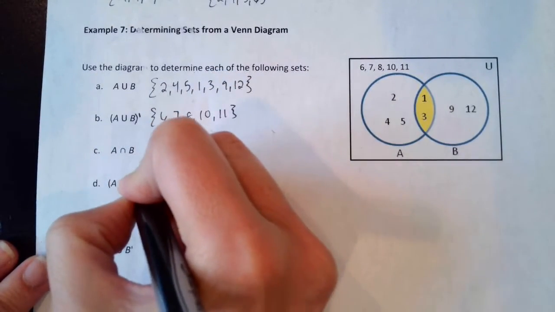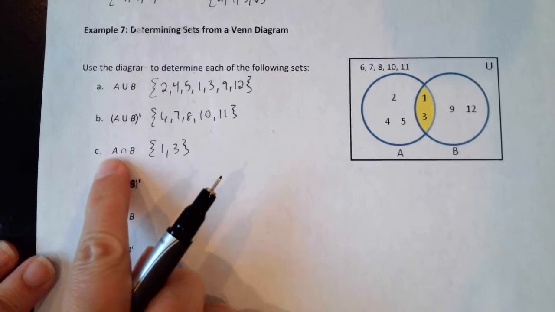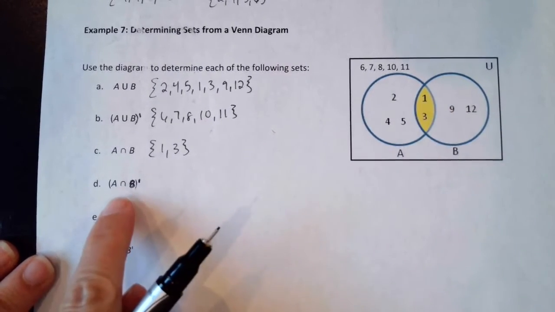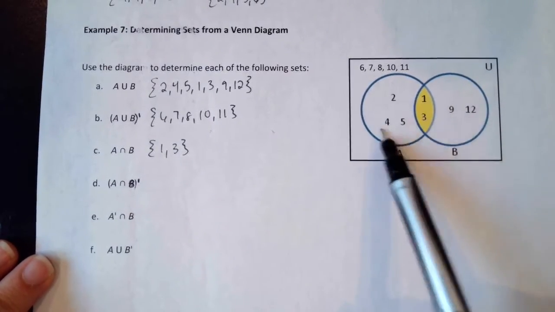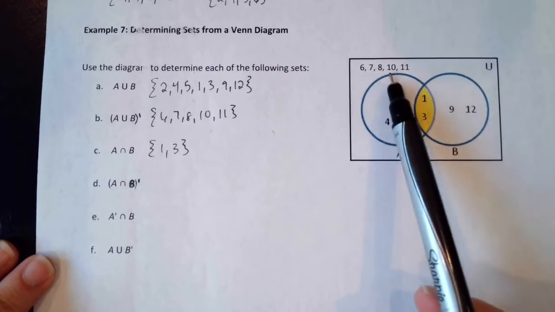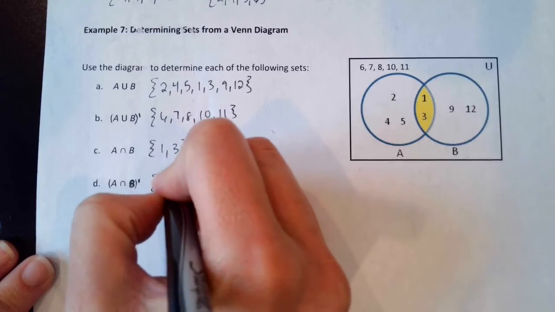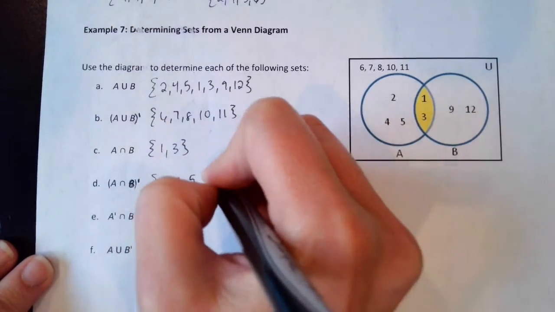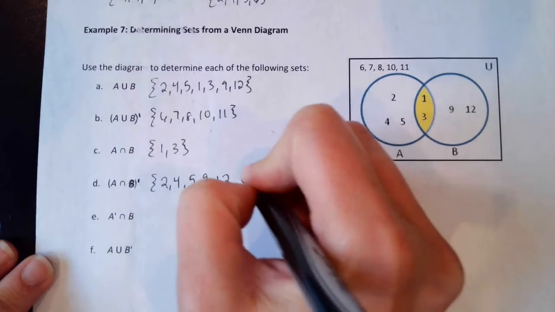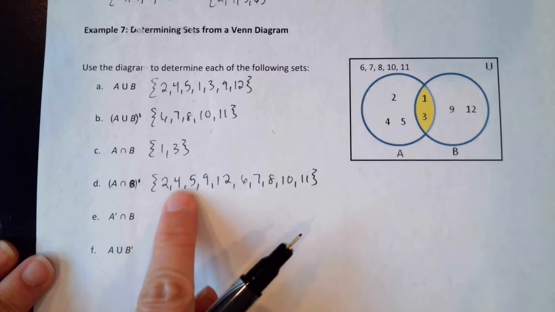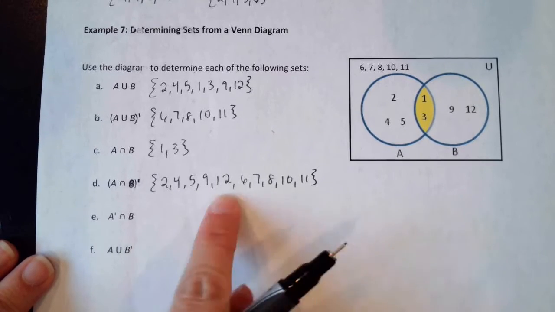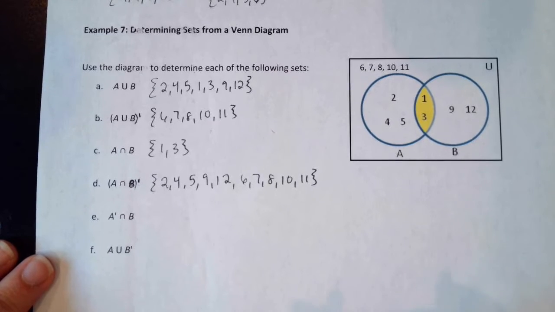Now I want A intersection B complement. So I found the intersection of A and B. It was this little yellow piece. If I want the intersection but the complement, I want everything that's outside the yellow. So that means I want 2, 4, 5, 9, 12, and also 6, 7, 8, 10, 11. And you could go back and put these in order and do like 2, 4, 5, 6, 7, 8, 9, 10, 11, 12. But you don't have to for me. But sometimes your math lab homework will make you put them in order. So you just need to do whatever math lab tells you to do.